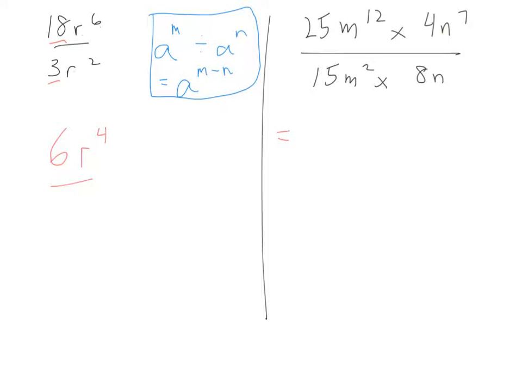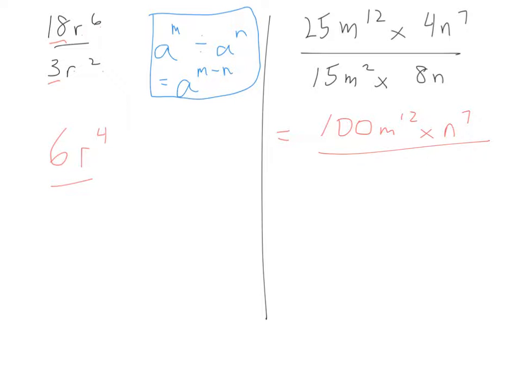M and n, they're different bases, or different pronumerals. So the m to the power of 12 and the n to the power of 7, the powers are irrelevant. But 25 and 4, we're multiplying those, so we can do that first. So 25 times 4 is 100. And then we're going to say m to the power of 12 times n to the power of 7. Now we're going to leave that as it is.